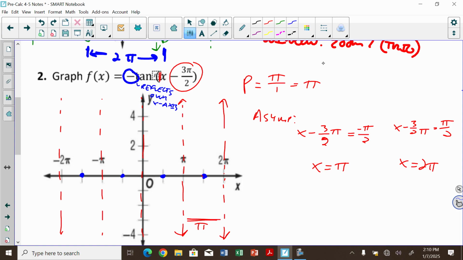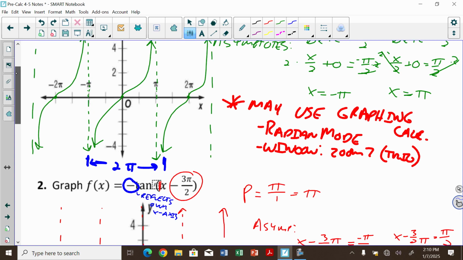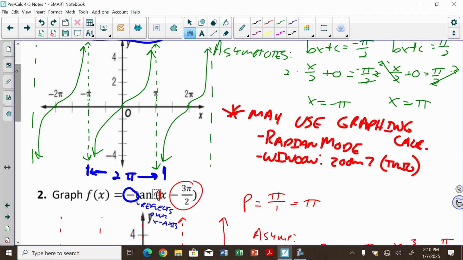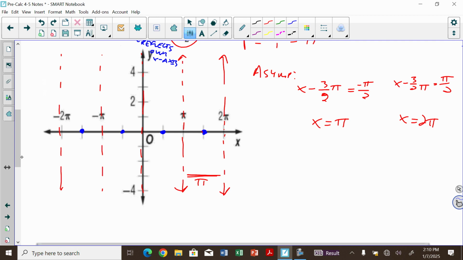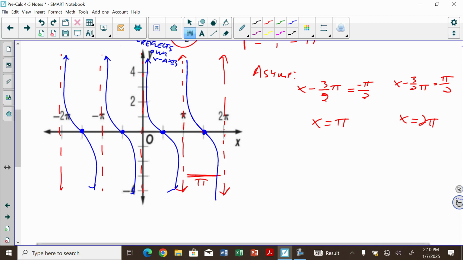So what that's going to do is kind of change the direction. So these kind of increase from left to right. Now this one's going to kind of decrease from left to right. So these will start up here and work their way down like that. Okay, and there you have it. All right, let's continue on.